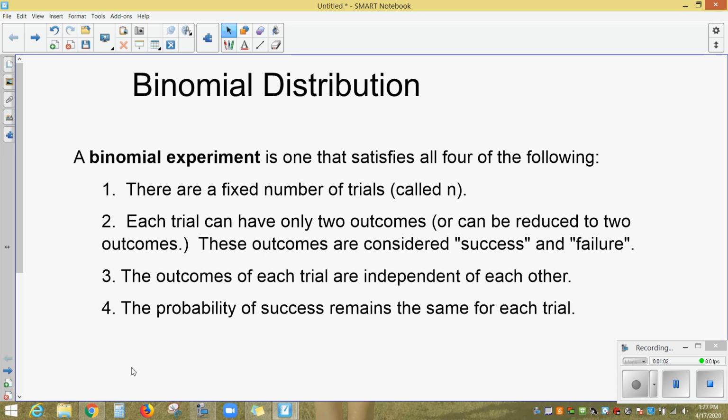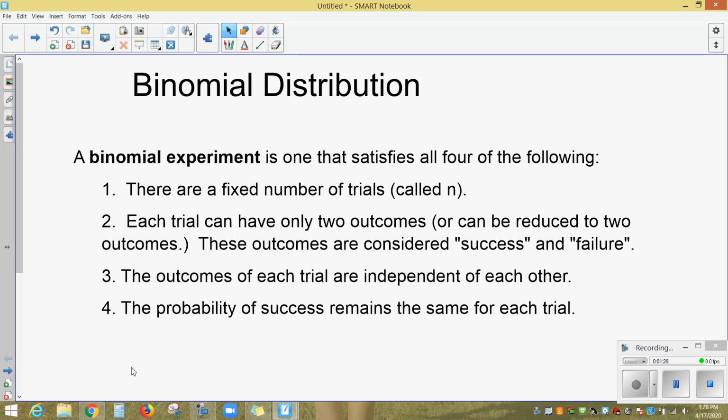When we're talking about each trial, it can have only 2 possible outcomes or be reduced to 2. One of them we consider success, whether it's truly a positive thing or not, but one we call success and the other we call failure. So maybe I consider flipping a head a success, or maybe I consider flipping a head a failure, but it can be 2 possible outcomes.